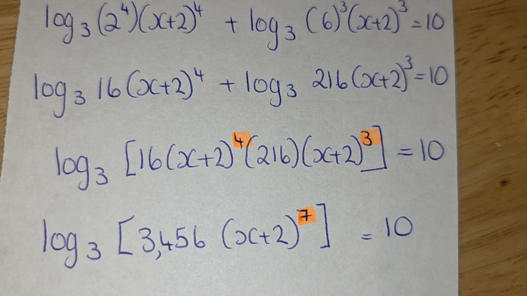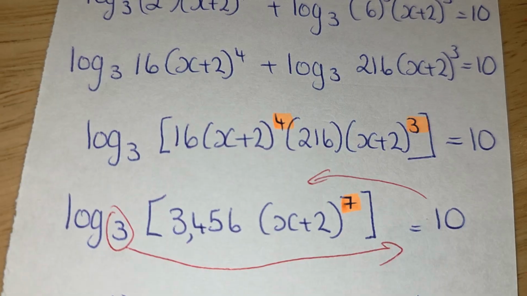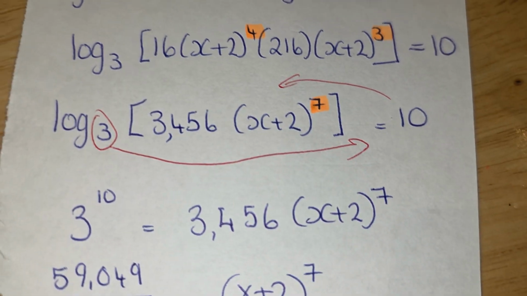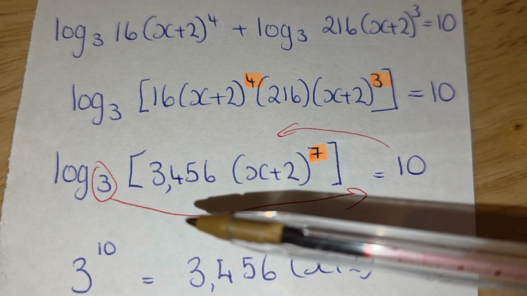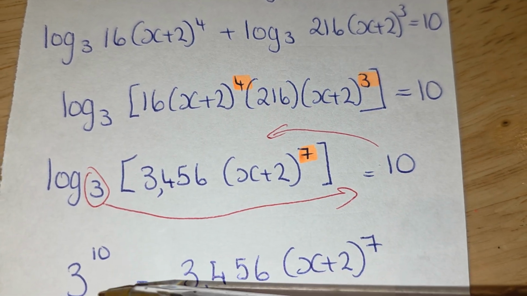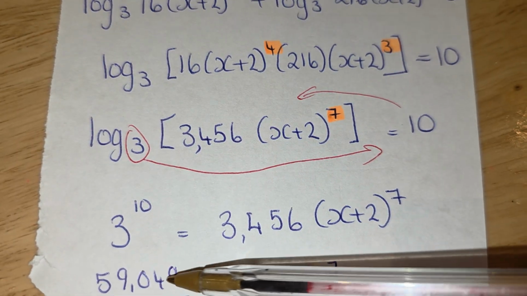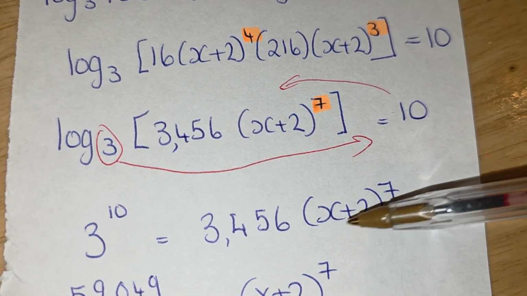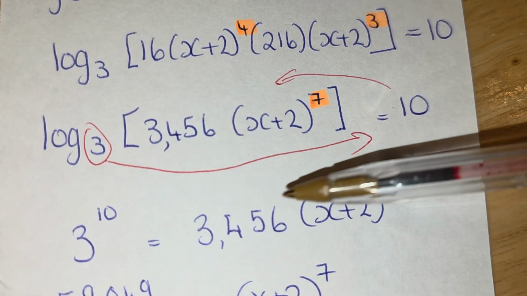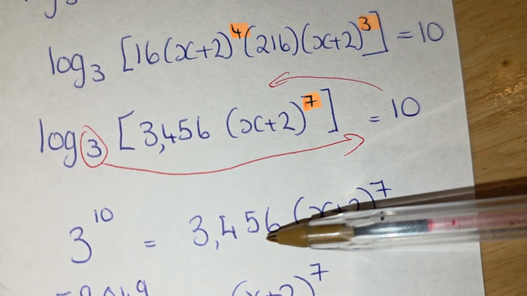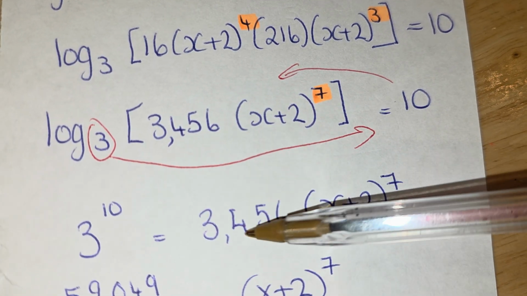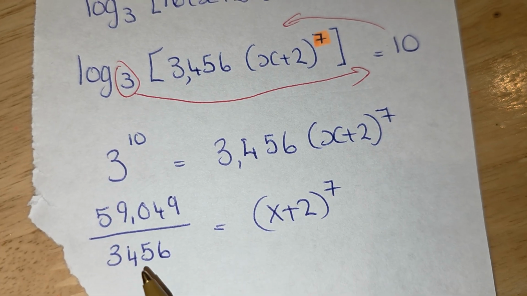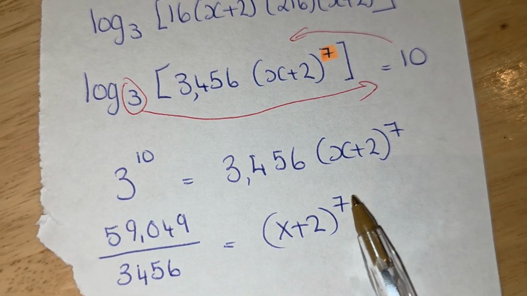So take it out of log notation and write it in index format. So it's going to be 3 to the power of 10 equals that expression. Okay, now 3 to the power of 10 is just 59,049. So rewrite it like that. I want to get the x on its own eventually. The x inside the bracket is to the power of 7, and then it was multiplied by 3,456. Undo the 3,456 first. Get rid of it. Divide both sides by 3,456. Then you will be left with the bracket to the power of 7 on its own.